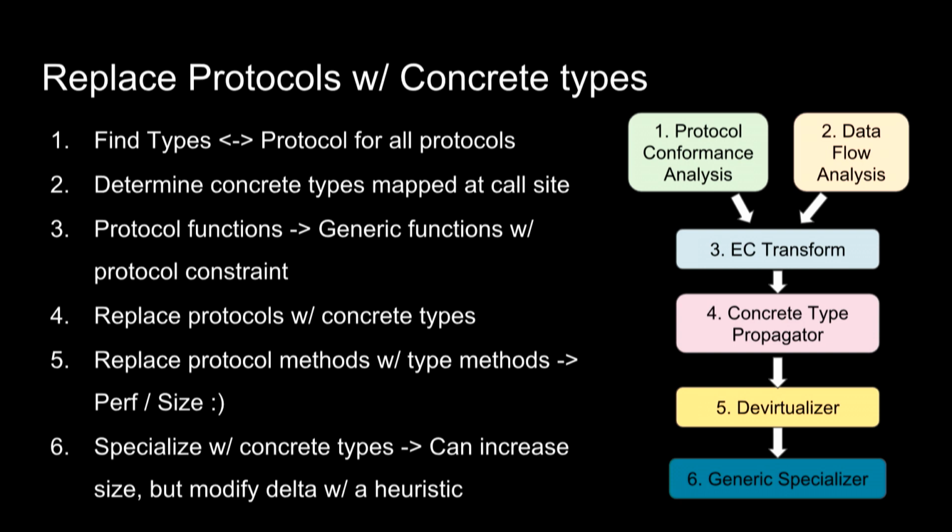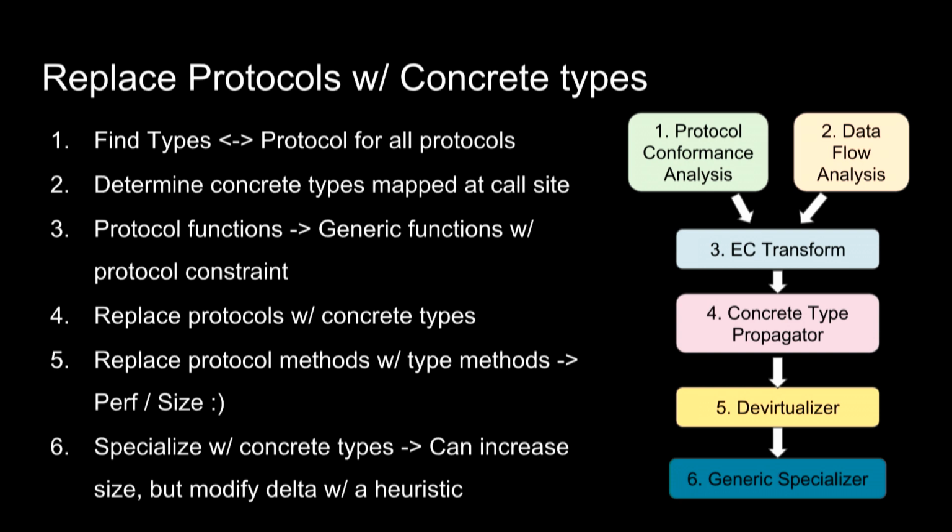Next, replace the protocol witness method with a concrete type method. This means removing dynamic dispatch. And this step is known as devirtualization, and it can improve both size and performance. In addition, devirtualization can dramatically improve other optimizations as well by giving more concrete information to the optimizer.